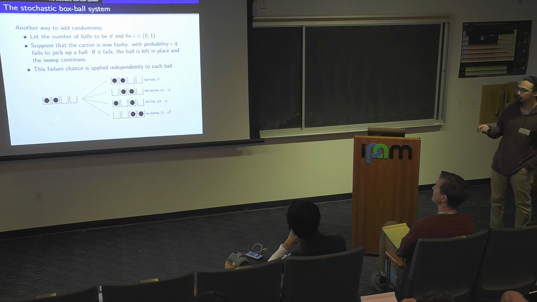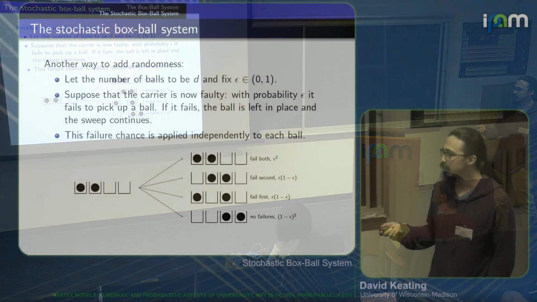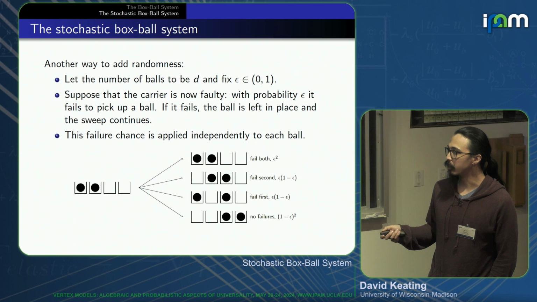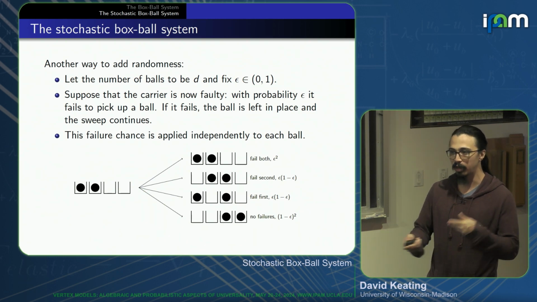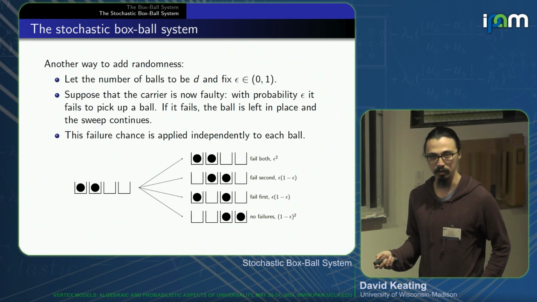So for example, in this simple situation where I have 2 balls, normally these would both just get picked up and deposited 2 spaces over. But now you can say, skip picking up the first ball and then pick up the second ball, and you'll end up with this configuration here where they've spread out a bit. So that's a system that we'd like to study.